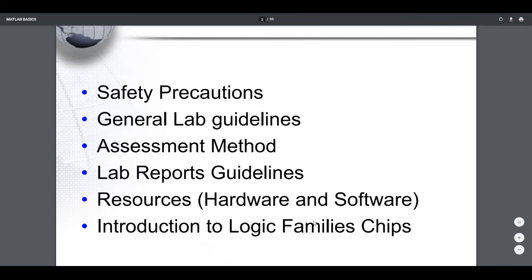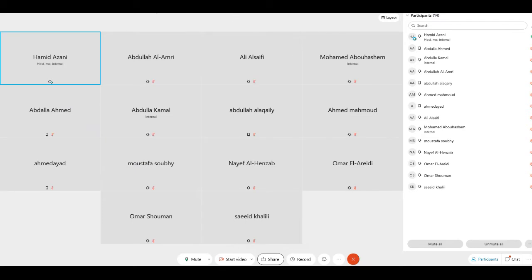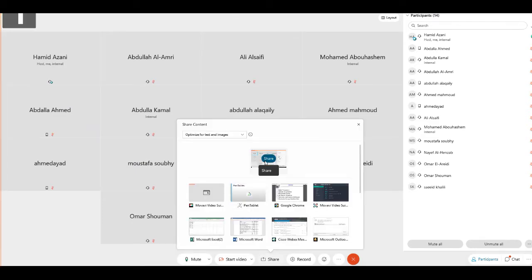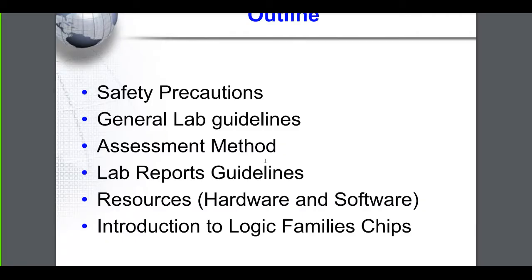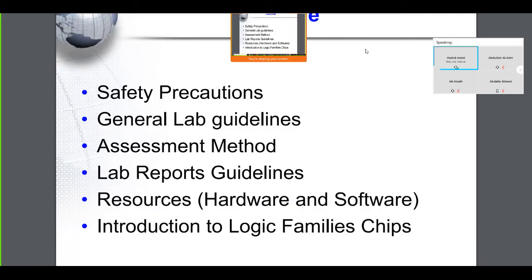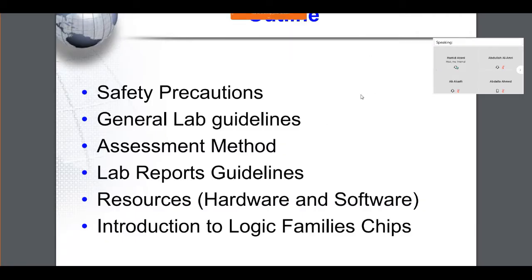Okay, so go back to share this session with you again. Okay, so this is the outline. This is what I'll try to talk about for this presentation here.